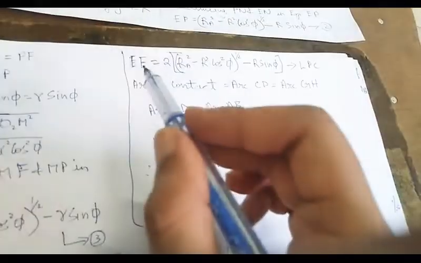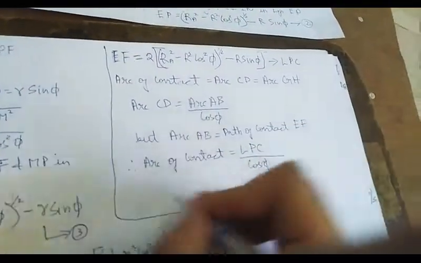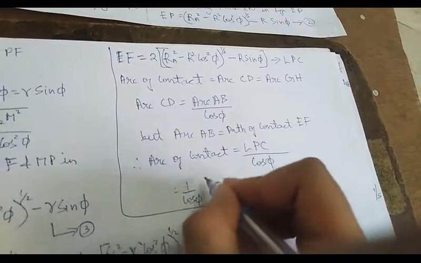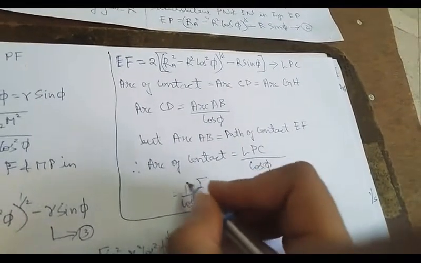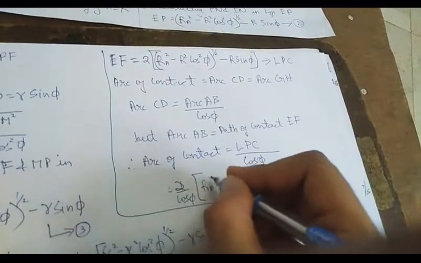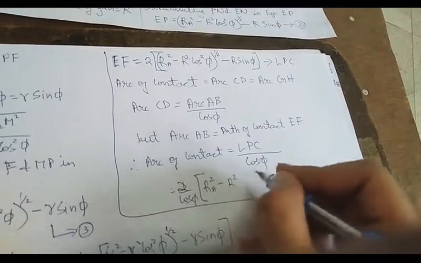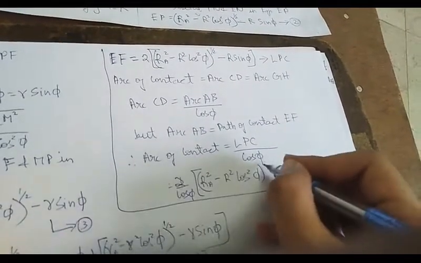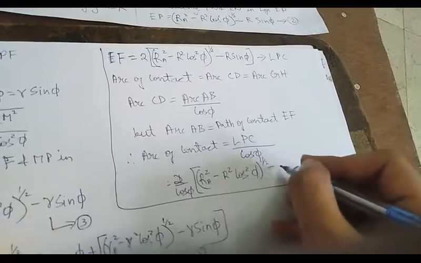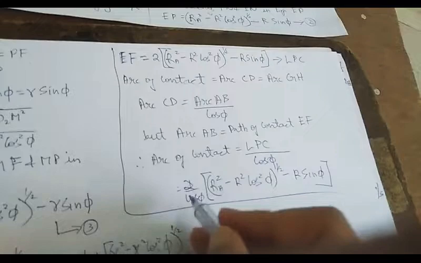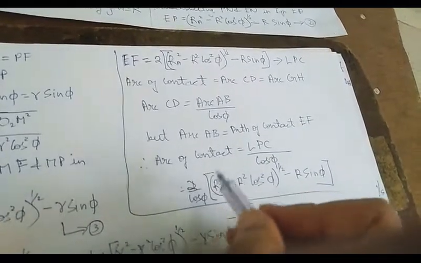Length of path of contact we have EF, so we write it divided by cos phi. So 1 by cos phi into 2 into RA square minus R square cos square phi whole power 1 by 2 minus R sin phi. So this is the equation for arc of contact.